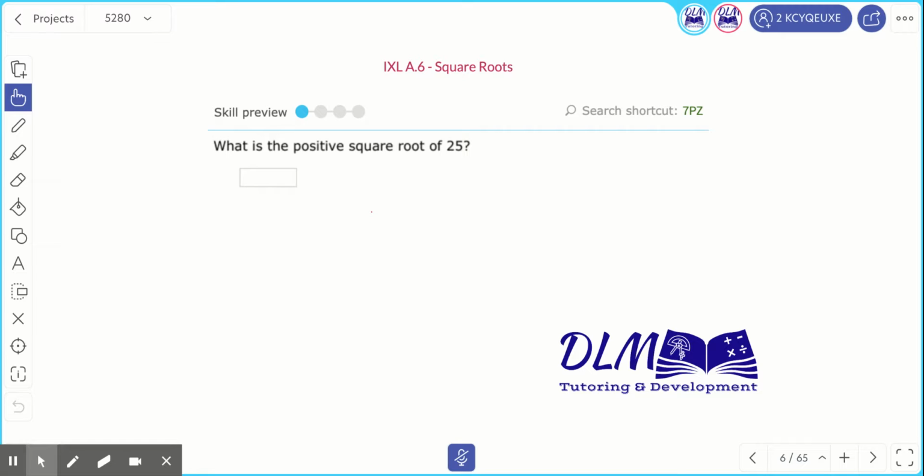So I need to find a number that I can multiply by itself that's going to give me 25. Knowing that I have my multiplication facts memorized, I can simply create a factor tree, and I know that 5 times 5 would give me 25. So the positive square root of 25 is 5.